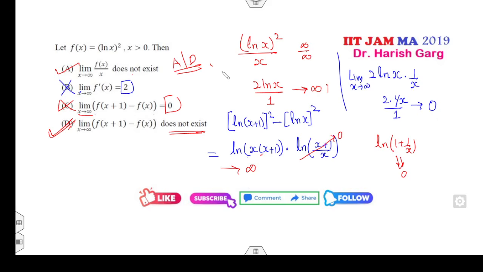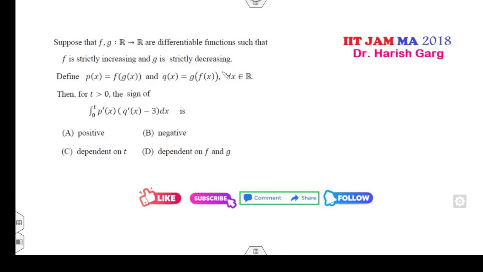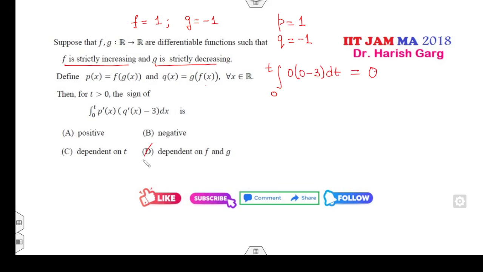Fine. Now you can see next one. F and G are differentiable functions such that f is increasing, g is decreasing. You can choose f is 1, g is minus 1. Fine, satisfied. What is the value of the p? F of gx. P is 1, q is minus 1. Then integration from 0 f p dash q dash minus 3 into dt. Answer is 0. Dependent on f and g wrong, dependent on t is wrong.